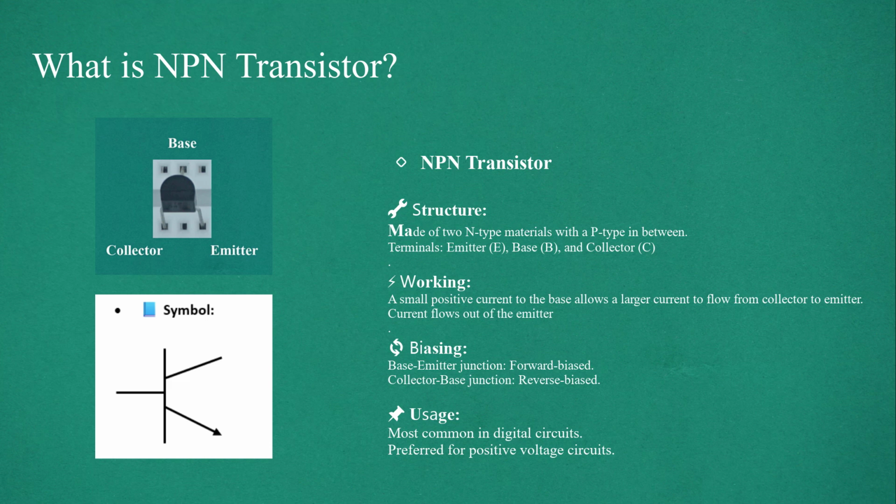NPN transistor. Structure: 1. Made of 2 N-type materials with a P-type in between. 2. Terminals: emitter E, base B, and collector C. Working: 1. A small positive current to the base allows a larger current to flow from collector to emitter. 2. Current flows out of the emitter. Biasing: 1. Base emitter junction, forward biased. 2. Collector base junction, reverse biased. Usage: 1. Most common in digital circuits. 2. Preferred for positive voltage circuits.